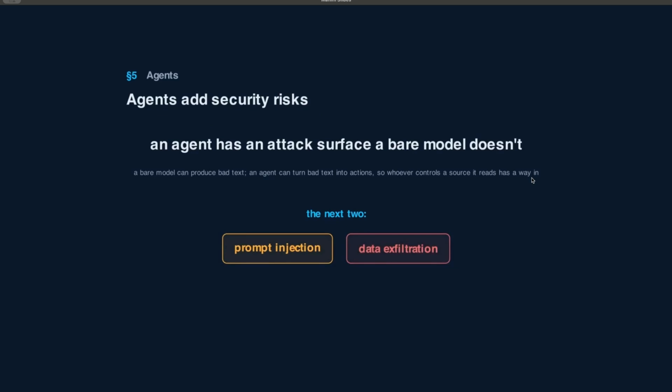So agents seem very cool. What are the risks? Well, the more software you introduce, the more security risks you introduce as well. The first one being prompt injection, and the second one being data leakage.